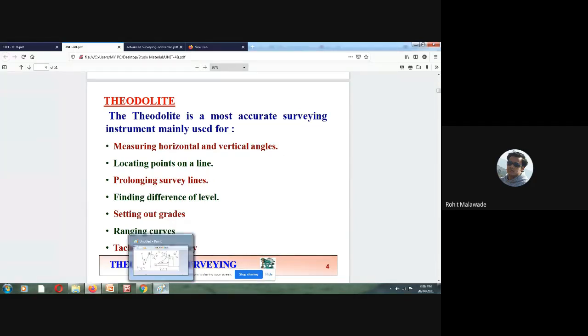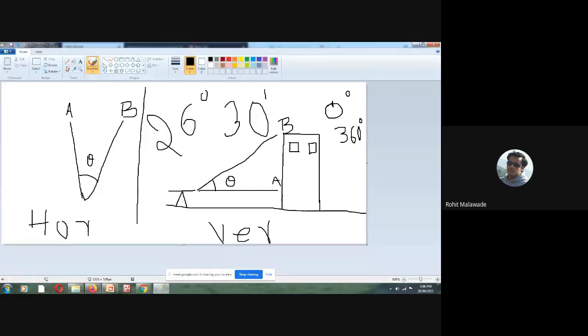Now if I want to prolong the survey lines, suppose there is one line over here, this is a point, and this is a point. If I want to continue it, to prolong it, see, this is a smaller distance, this is a larger distance. If I want to take this point in the same straight line, then I will again be using this theodolite.